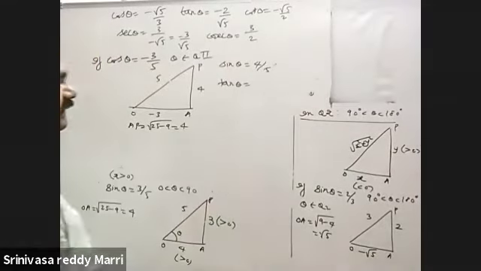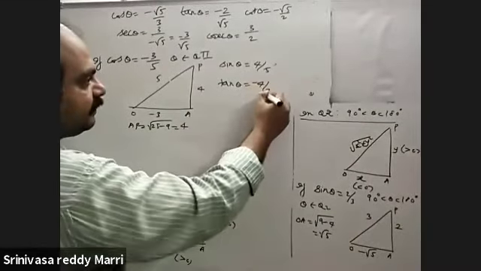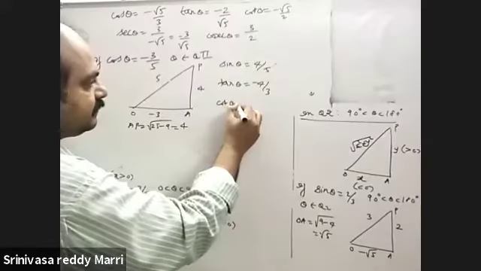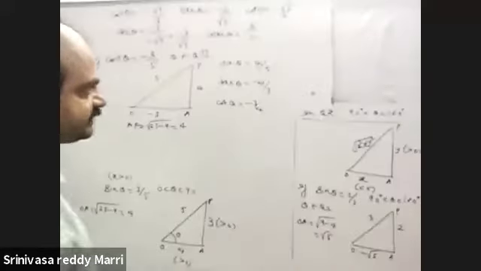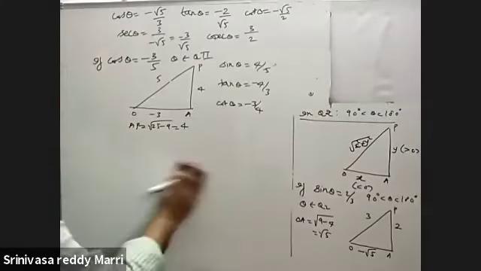If you write tan theta, 4 divided by minus 3, minus 4 by 3. Cot theta is minus 3 by 4. Like that, you can write every trigonometric ratio. Which sign you will get?